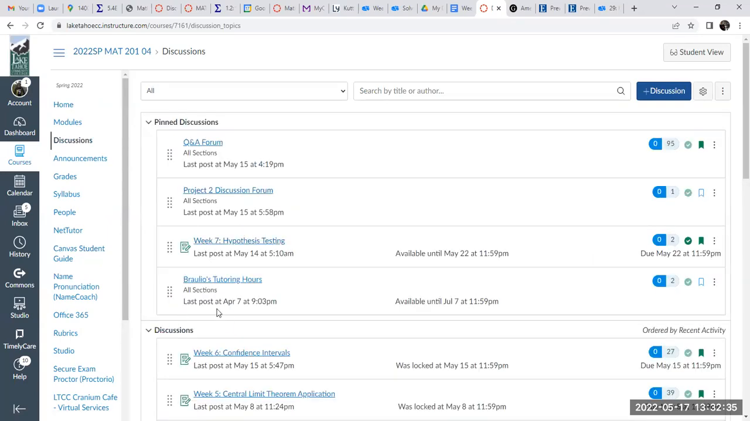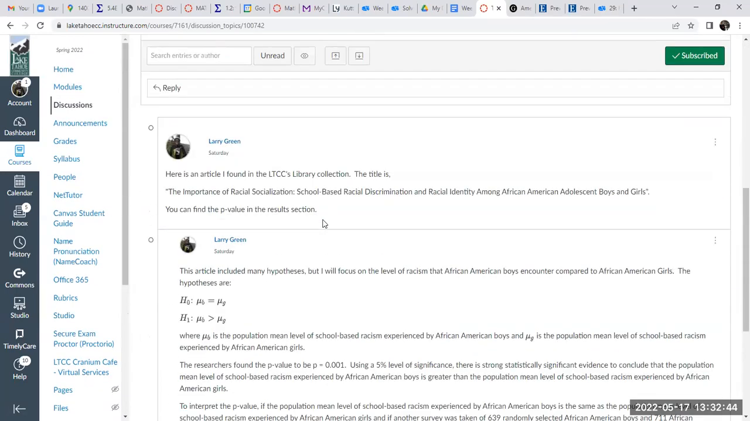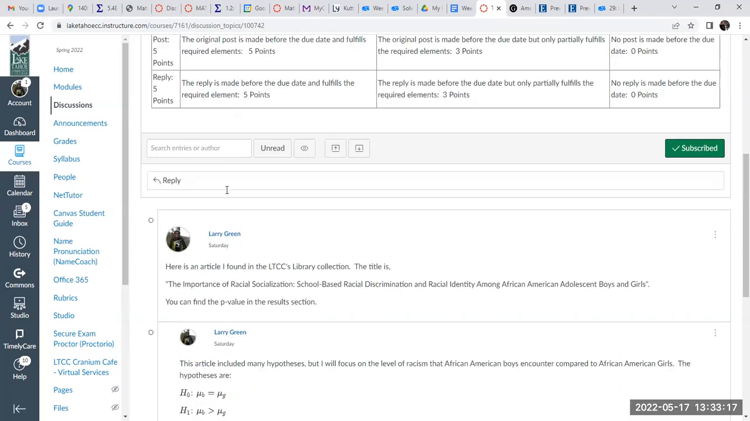In fact, if you go to my post, I always do a sample post, which you've probably seen. That's what I did. I wrote, here's an article I found in LTCC's library collection. The title is, and then I wrote, you can find the p-value in the results section. You do want to guide the person to where the p-value is, because these articles are often 50 pages long and it's not fair to ask someone to read 50 pages of an article. So guide them to where the p-value is. And I recommend that before you post, you make sure you can answer your own question. Don't type it in, but put it on a piece of paper just to make sure it works. Any questions on that?